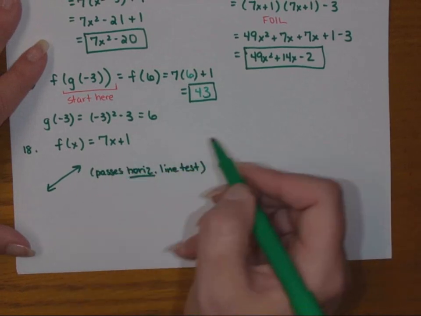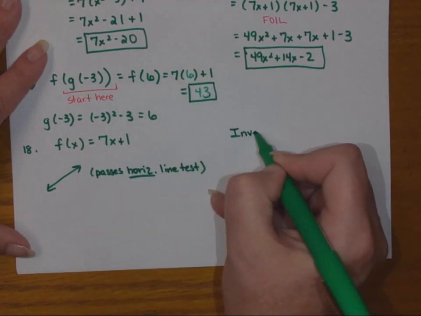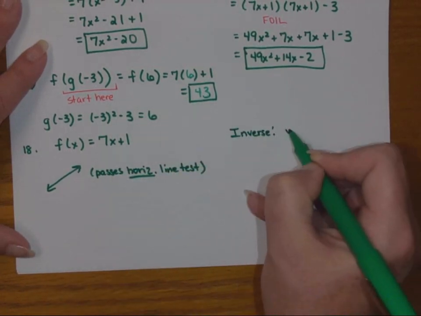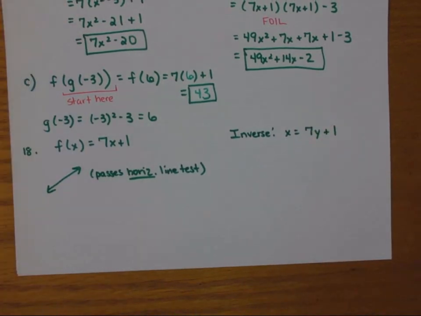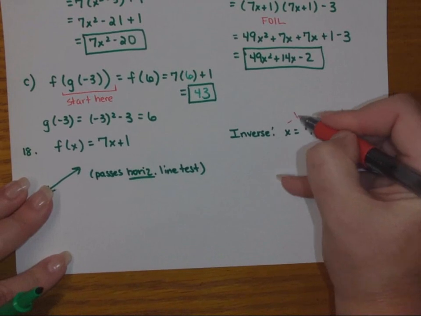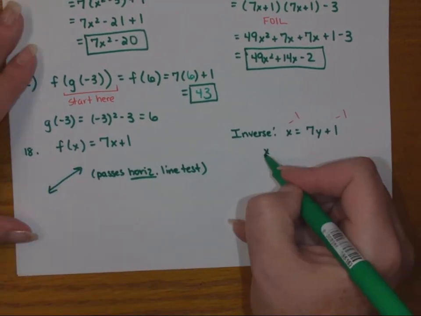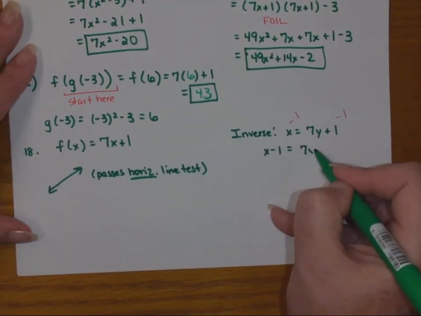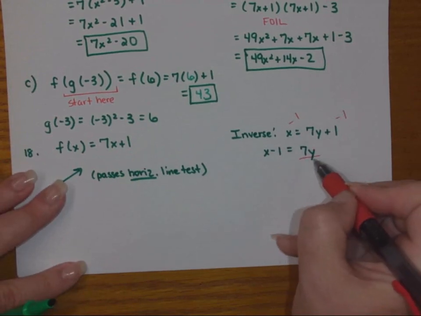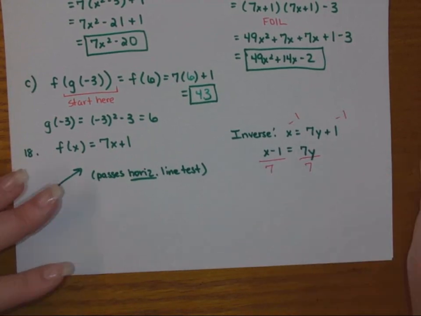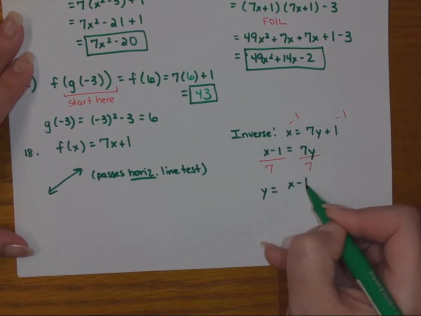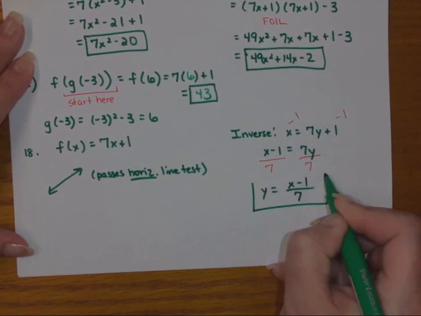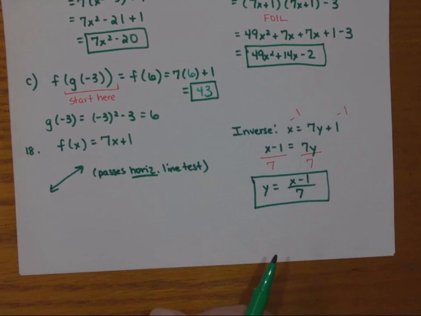So we have y equals 7x plus 1. So the inverse is going to be x equals 7y plus 1. Then you have to make this equation look like y equals. So we subtract 1 on both sides. We get x minus 1 equals 7y. Divide by 7, and we get y equals x minus 1 over 7. You also could call that x over 7 minus 1/7 if you wanted to.